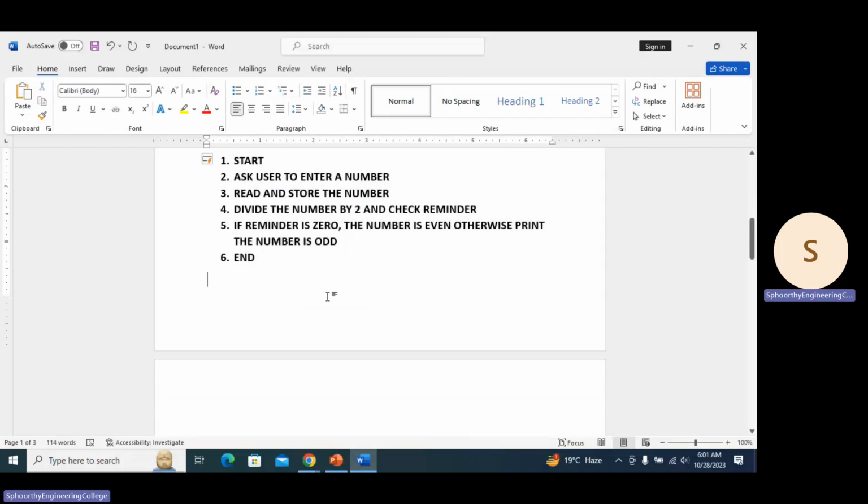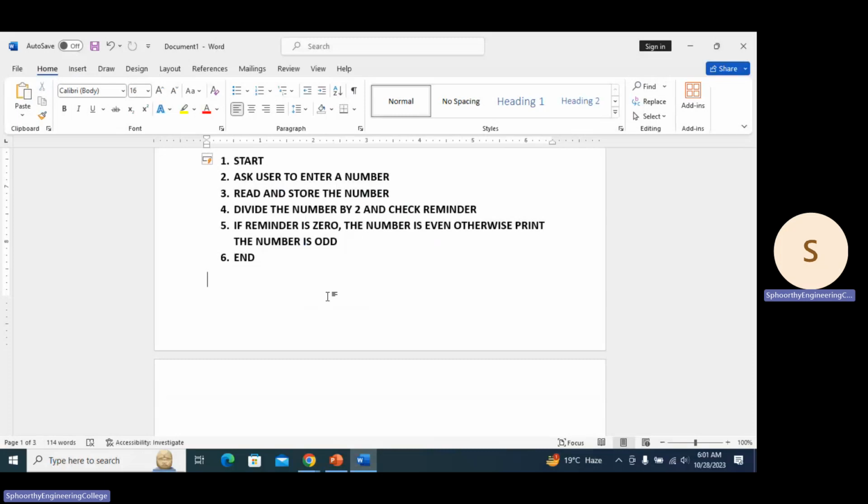So friends, if you observe, in my algorithm, I have used two words called start and end. Start means this is the beginning of the algorithm. So in order to check whether a given number is even or odd, what is my first step? I should start and I should ask the user to enter a number, right? Then read that number from the user. The user will give an input. So read it and store that number.